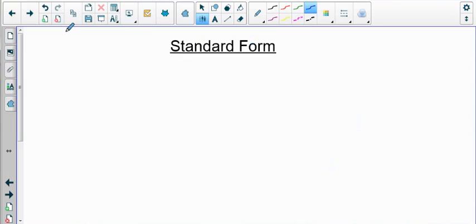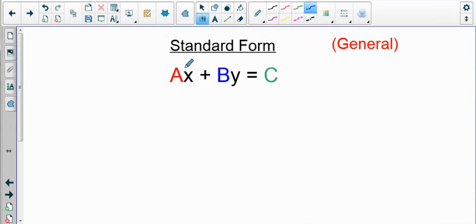Standard form. Now, specifically what standard form looks like. First, you might hear this called general form. In fact, when you get out of high school, it's probably more likely to be called the general form of a linear equation, but we're saying standard form of linear equation. It looks like this, as you've seen before: ax plus by equals c, where a, b, and c are numbers, x and y are your two letters. A and b are the coefficients of x and y, and c is a constant.